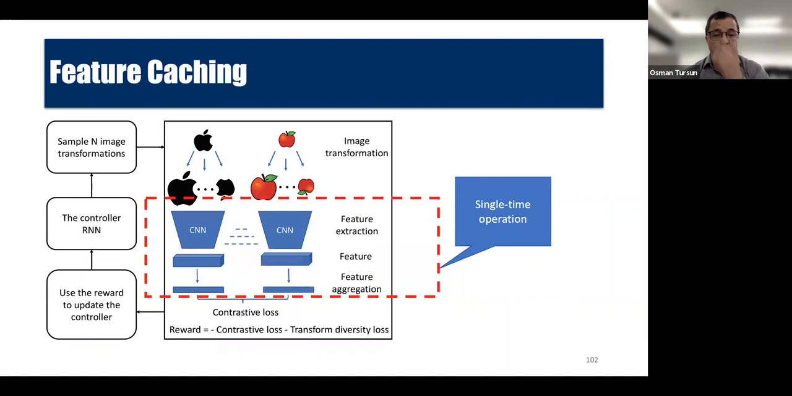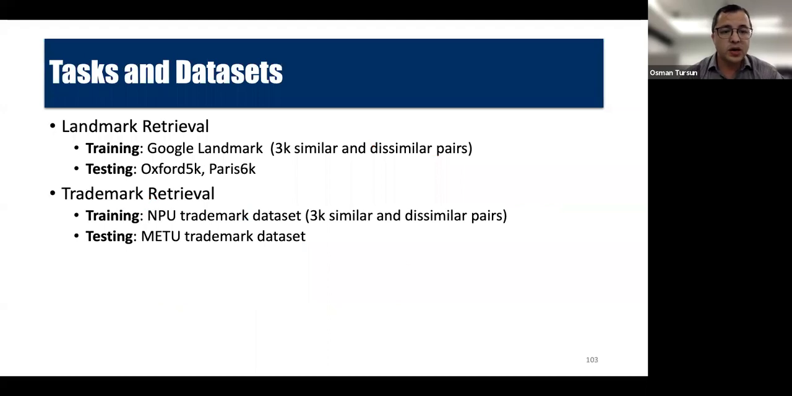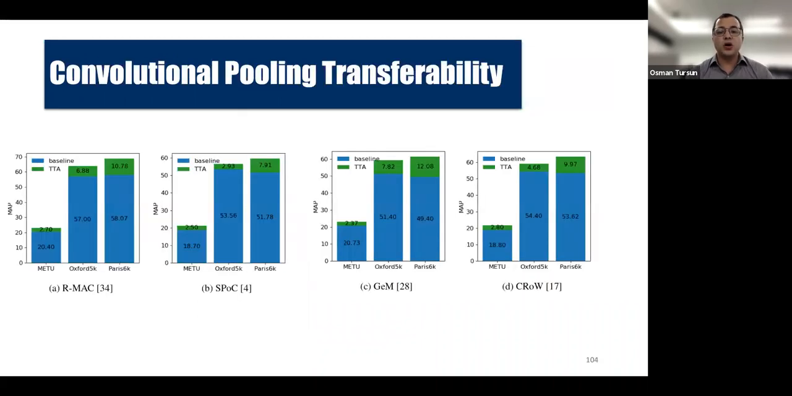And to speed up this training, we propose a feature caching pipeline. Here we only extract the features a single time and cache them. So this approach speeds up the whole training process about 100 times. And we test our approach on the landmark retrieval data set and the trademark retrieval data set. And we test the transferability of our approach.